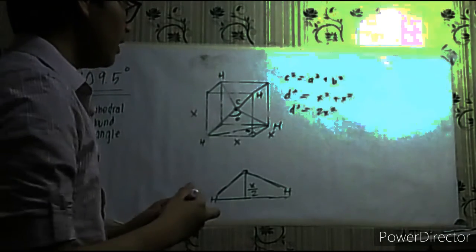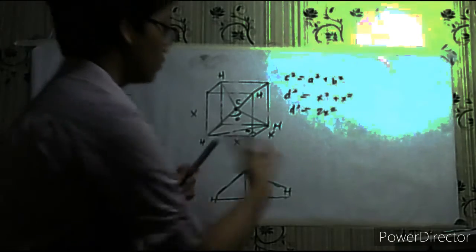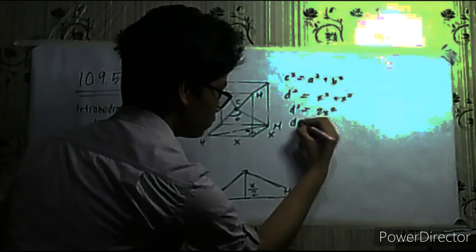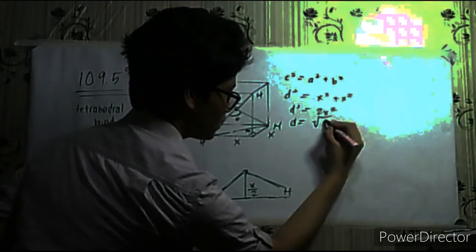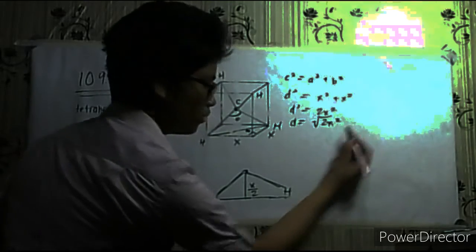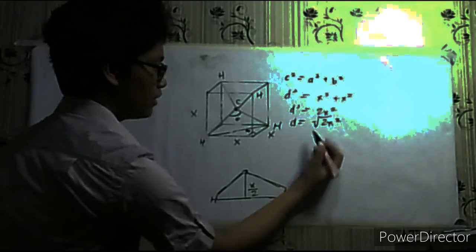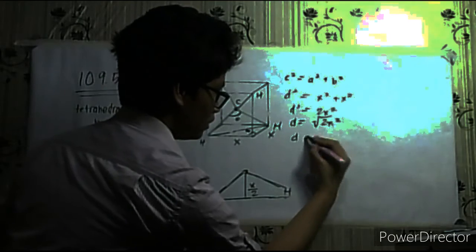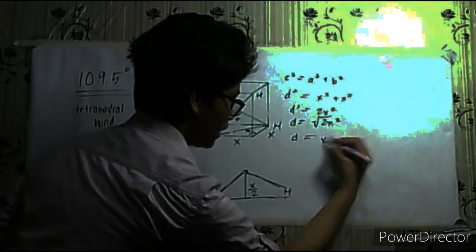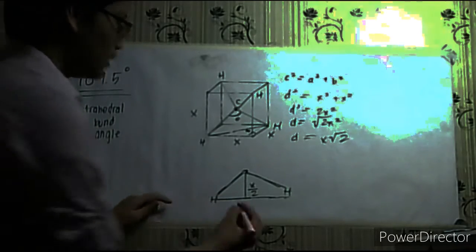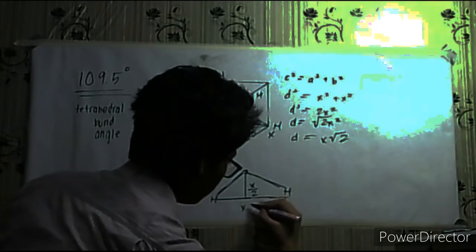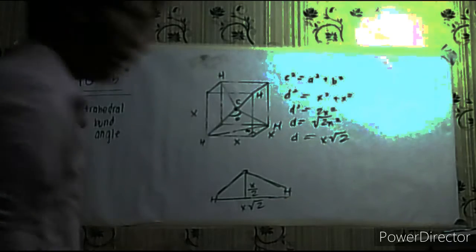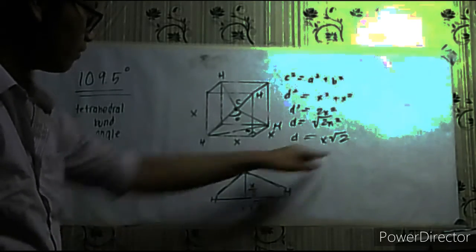Okay? And then that simplifies to d is equal to the square root of 2x squared. And we take x squared out of its square root, we get the length of the diagonal is equal to x square root of 2. Alright? So we know that this is x square root of 2. Okay? This is x square root of 2 from here.